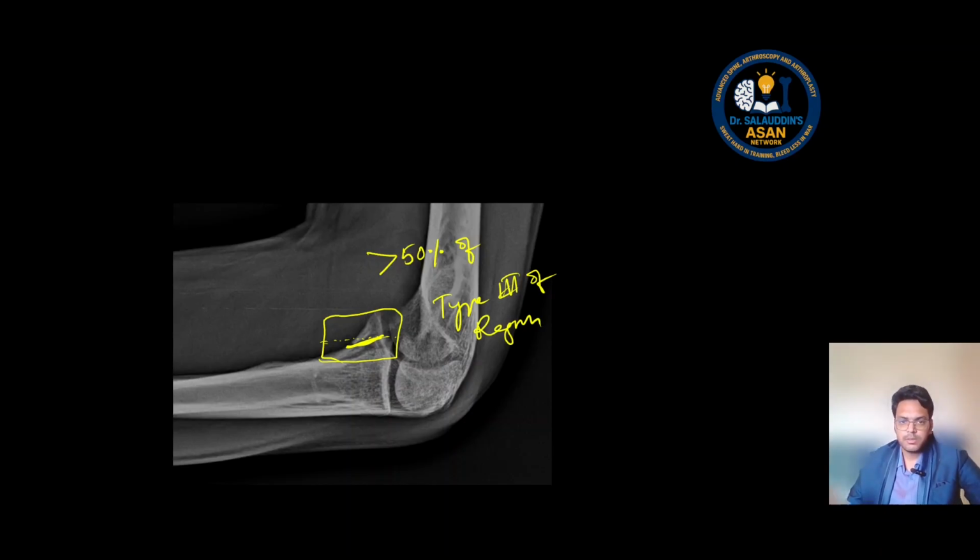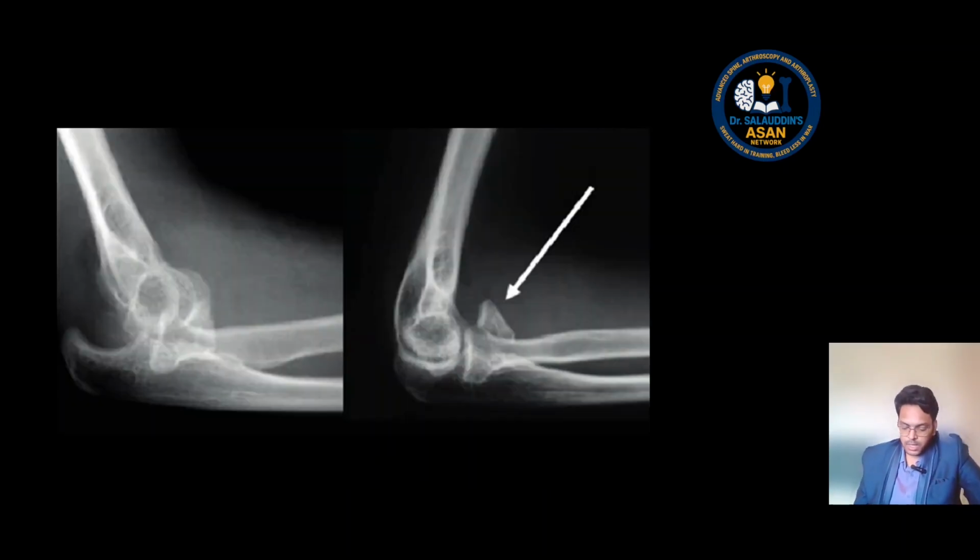What is the importance if it is less than 50% or more than 50%? If it is less than 50%, the elbow will be stable. There is no posterior displacement of the ulna. The coronoid process will still be intact and it will stop the ulna from dislocating posteriorly. If it is more than 50%, it is inherently unstable and there is more chance of dislocation of the elbow.